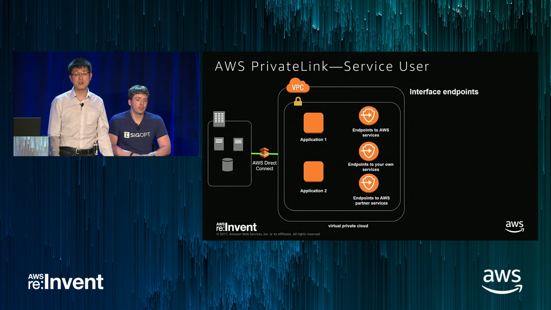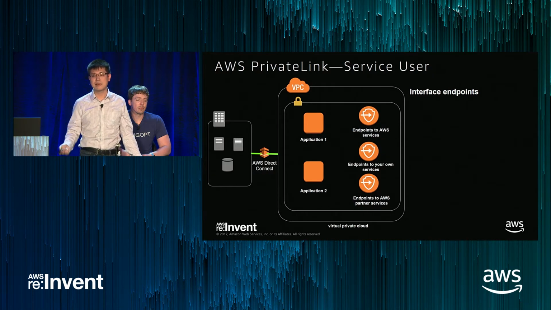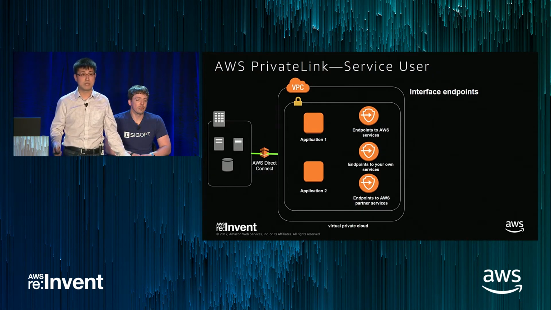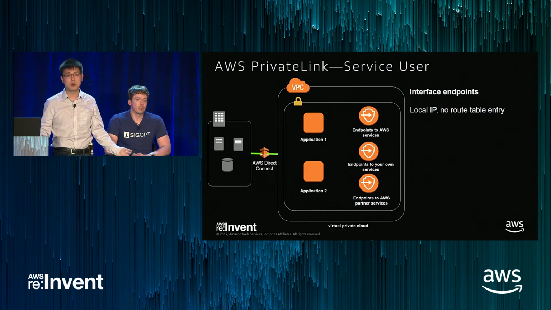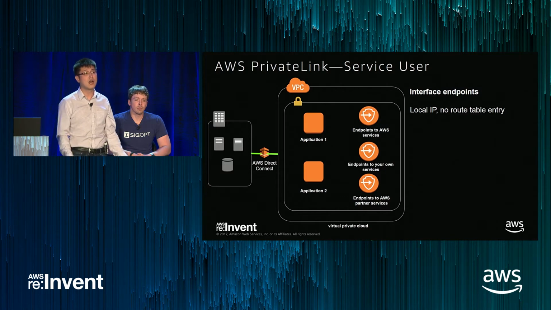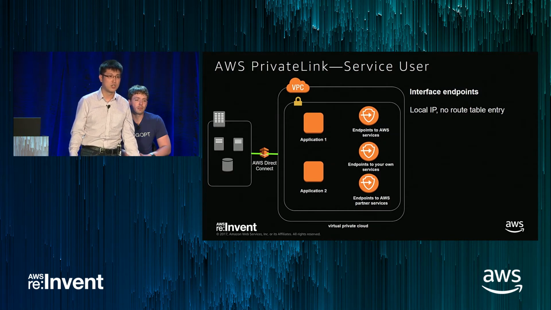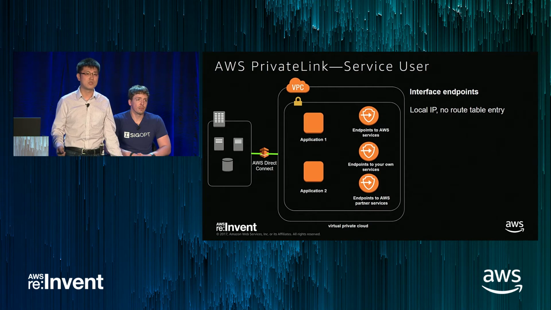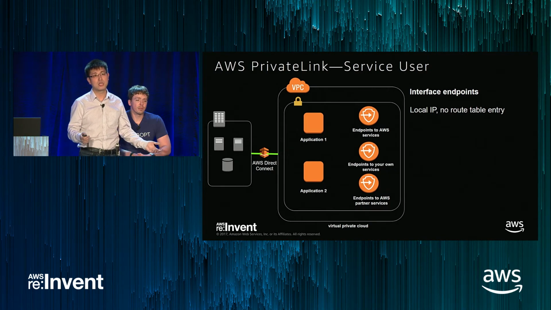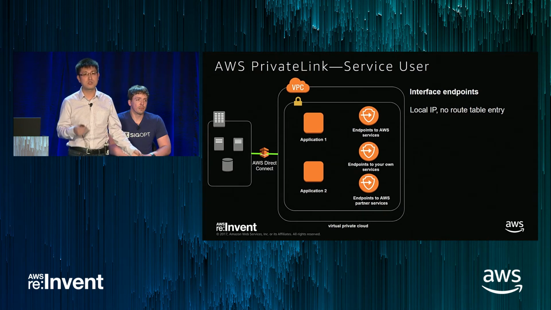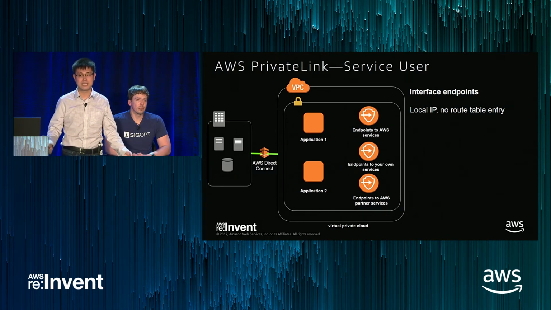Here's the service user side. As a service user, as we described, you just need to establish interface endpoints in your VPC. And those interface endpoints have a local IP address with them. And there's no route table entry anymore. This is different than our traditional gateway type endpoints, which are available today for S3 and DynamoDB. For those, you get a route table entry, and once you start to call S3 and DynamoDB, we will route you privately through Amazon's private network.